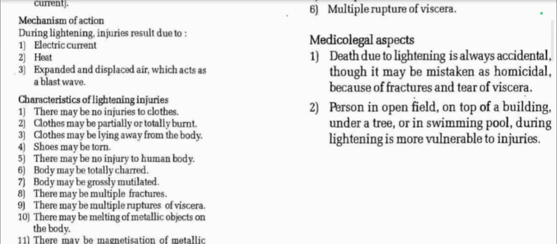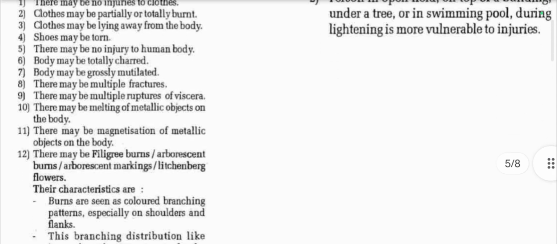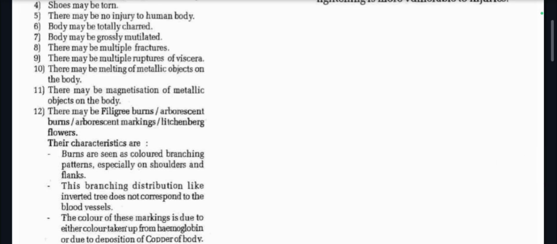Now what are the features of lightning injuries? There may be no injuries to clothes. Clothes may be partially or totally burnt. Clothes may be lying away from the body. Shoe may be torn. There may be no injury to the human body. Body may be totally charred. Body may be grossly mutilated. There may be multiple fractures. There may be multiple ruptures of viscera. There may be melting of metallic objects on the body. There may be magnetization of metallic objects on the body.